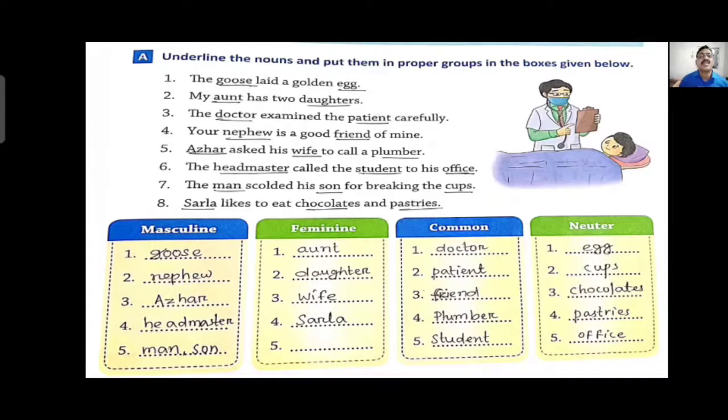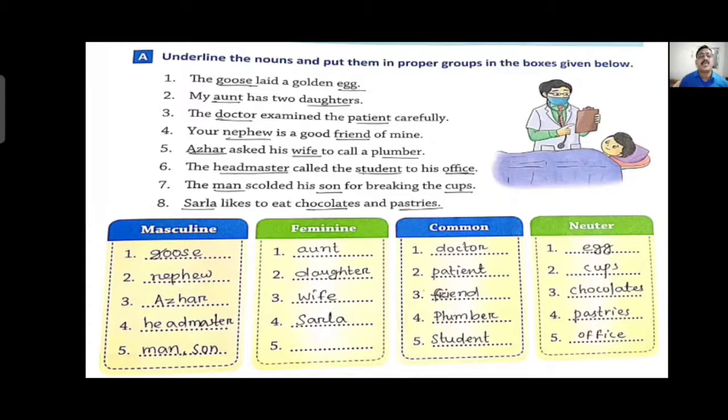Question number 3, the doctor examined the patient carefully. Doctor is a profession. Doctor can be male as well as female. Female doctor is also doctor, male doctor is also doctor. So doctor and patient also. Male patient is also patient, female patient is also patient. So both of them come under common group. That's why they are written in common gender column, doctor and patient.